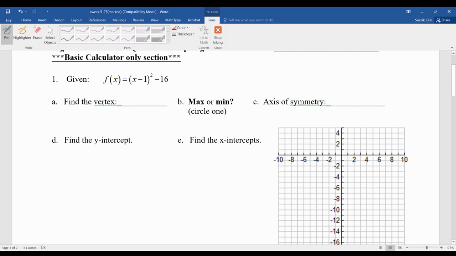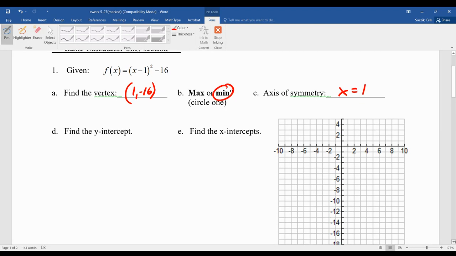Here we go. This first one is in vertex form. I hope you recognize that right away. So the vertex is (1, -16). This opens up because it's a positive a value, an invisible 1. Because it opens up, that means it has a minimum. And the axis of symmetry, of course, matches this: x equals 1. So these first things we can answer right away.